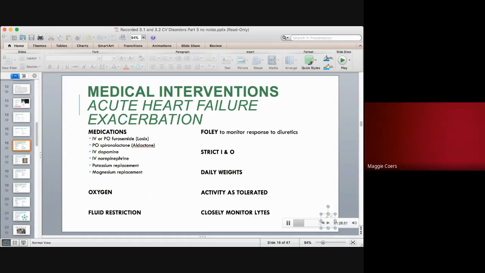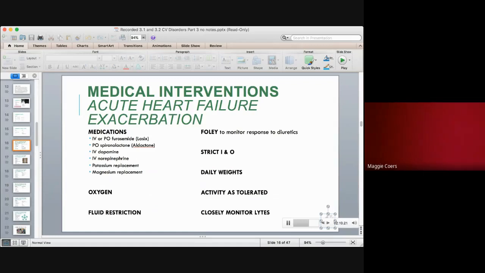Dopamine is given if they're in cardiogenic shock, or if there's issues related to cardiogenic shock, or norepinephrine, to help with the contractility of the heart. We talked about potassium replacement because of the Lasix, but also if they have a low potassium or magnesium, remember that can affect the heart conduction system. So we do need to replace those. And that's one of the reasons why we also get the BMP, the basic metabolic panel, to check those potassium levels. We need to order oxygen at 2 liters to start.